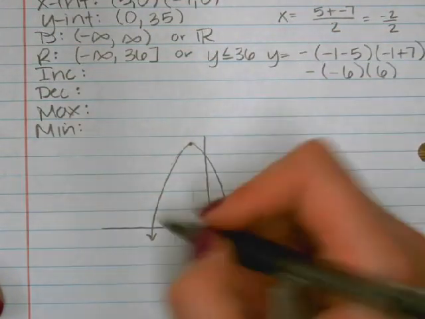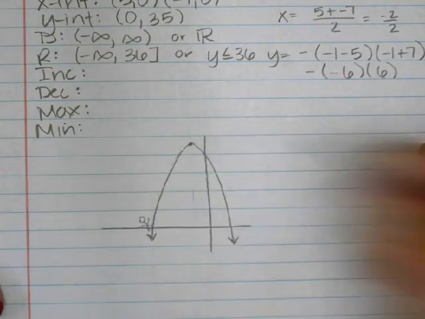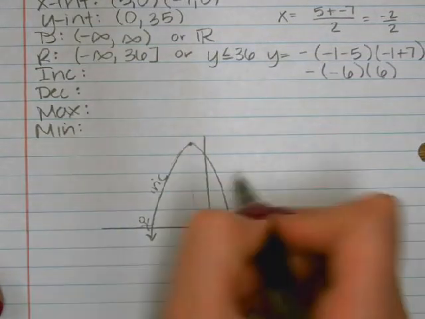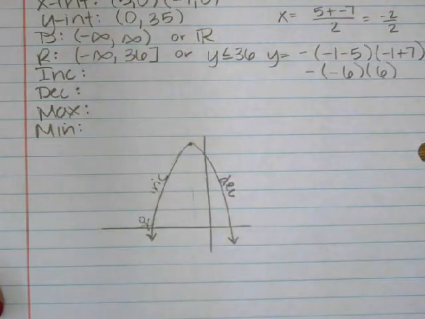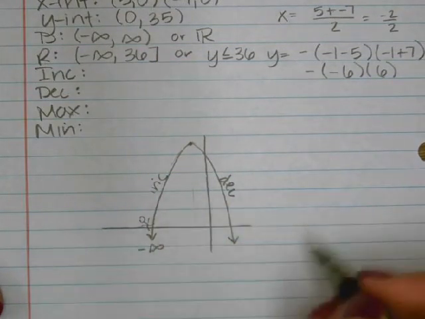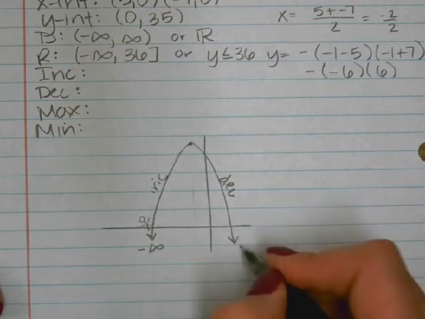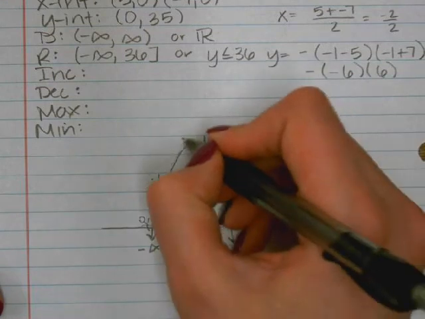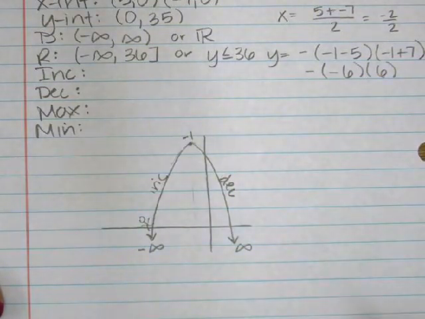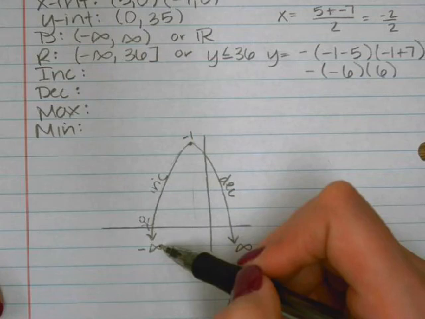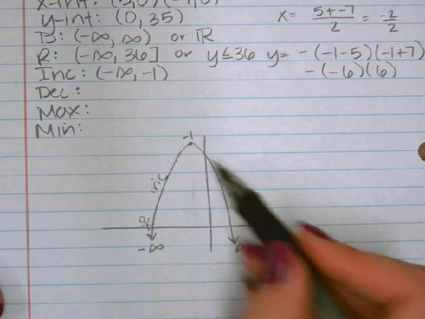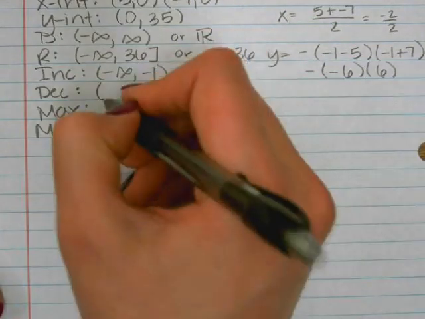So now I can go ahead and label for increasing and decreasing. Here's my little stick figure. He's increasing on this side. He's decreasing on this side. The x value at a left arrow is -infinity. The x value at a right arrow is +infinity. And the x value right here where he switched directions is -1. So I'm going to say he was increasing from -infinity to -1, and he was decreasing from -1 to +infinity.